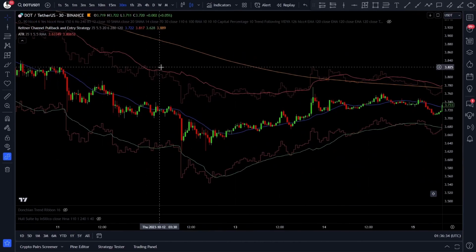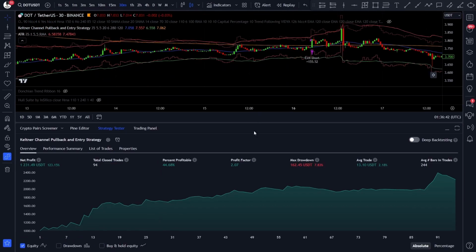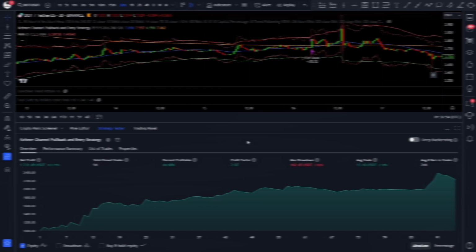Well, that's all about this strategy. I think there are also many other changes that we could make to make it even better. If you have any ideas, make sure you comment down below, and maybe I can do a follow-up video with an updated Keltner channel strategy script.